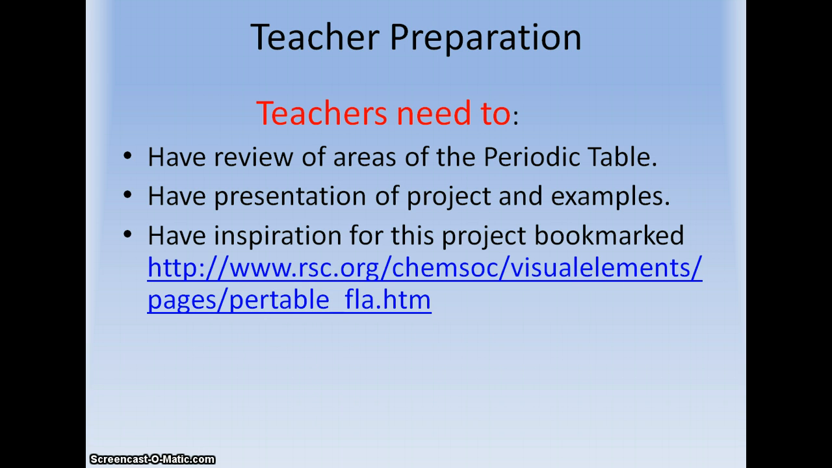Also, I like to have the website ready to pull up that was the inspiration for me for this project. It is a project that the American Chemical Society had commissioned some graphic artists to take different elements and do their own little research on them, and then they use their graphic art skills to abstractly represent those elements. There is no atomic numbers or no atomic symbols in their art. It's basically based on whatever research they did.